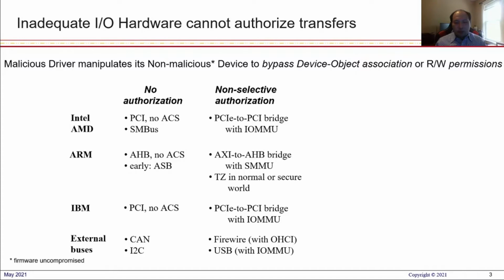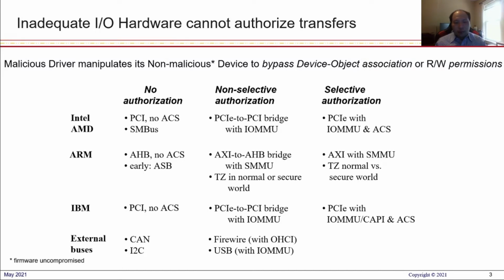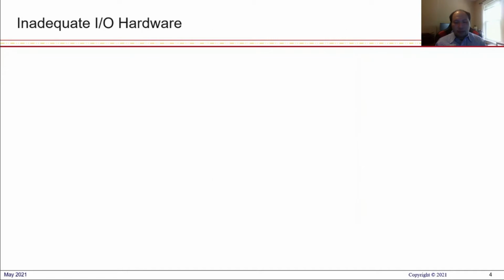Some IO hardware provides only non-selective authorization. For example, IOMMUs authorize transfers at the granularity of PCIe to PCI bridges, but not for individual PCI devices underneath. Other hardware provides selective authorization, but OSs end up violating it to improve performance, as I'll show in the next slide.